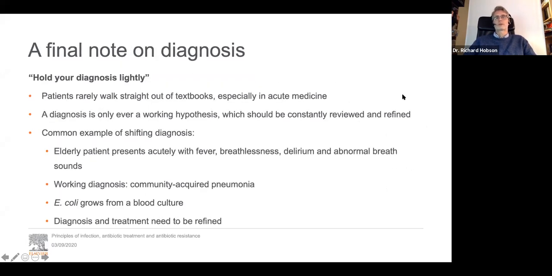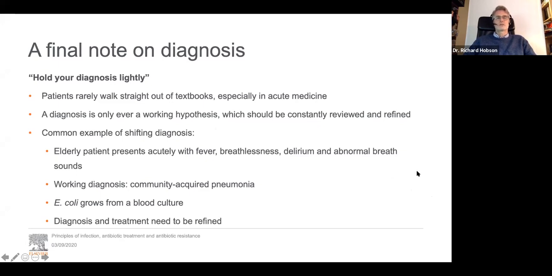Just a final note on diagnosis here. I don't know where I read this, but I read someone's summary who said, hold your diagnosis lightly. And I think it's a really important point, especially in acute medicine. So I'm involved in Davidson's, and of course Davidson's is a medical textbook, which tends to concentrate on characteristic patterns of disease. But it's a really important point that patients rarely walk straight out of textbooks, especially in acute medicine.